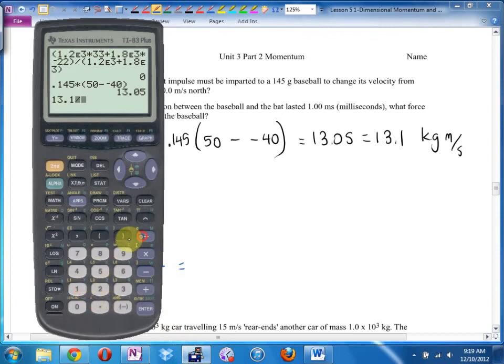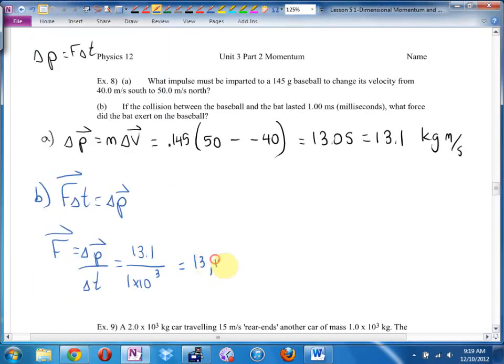13.1 divided by that gives 13,100 newtons. Is that a big force? It's a baseball bat. You wouldn't want to get hit by it. 13,100 newtons.